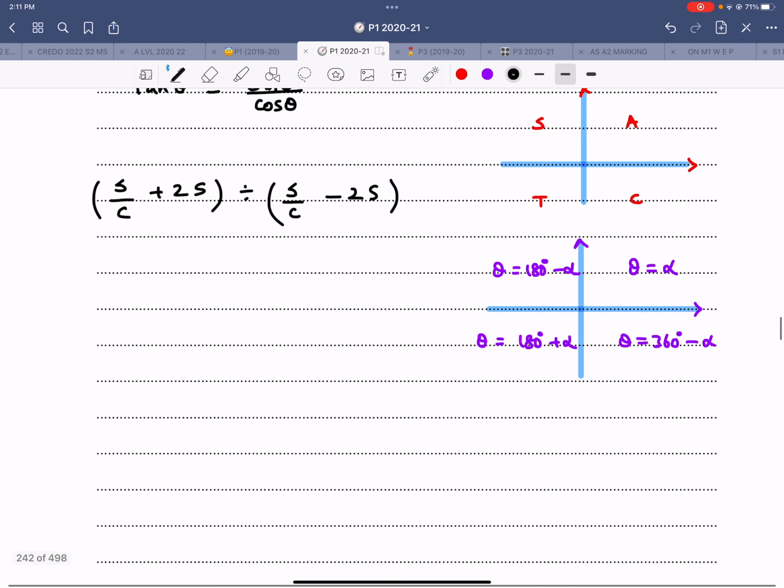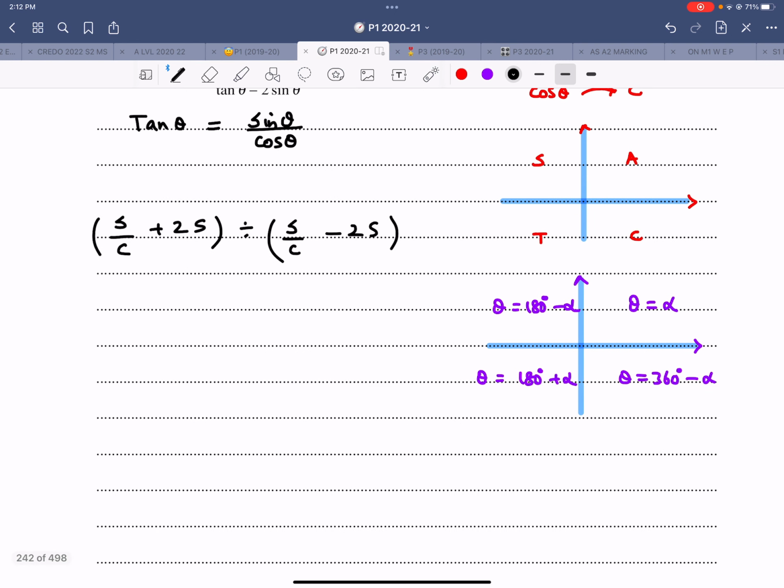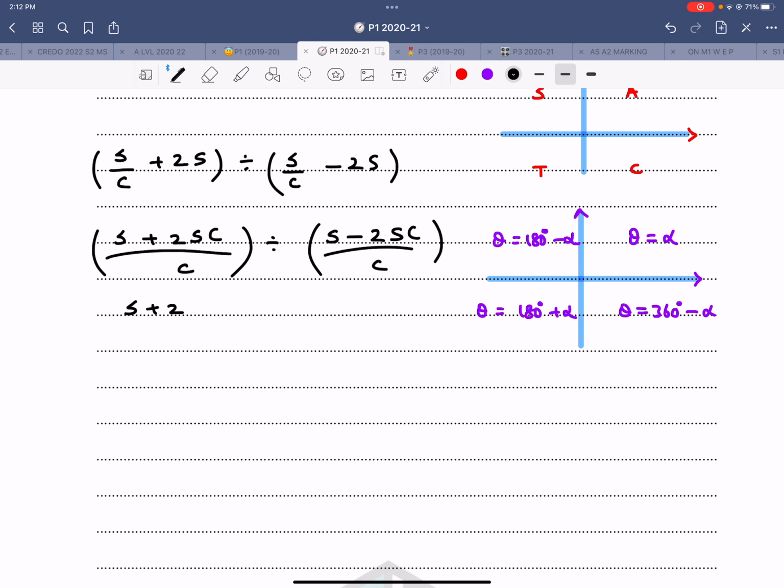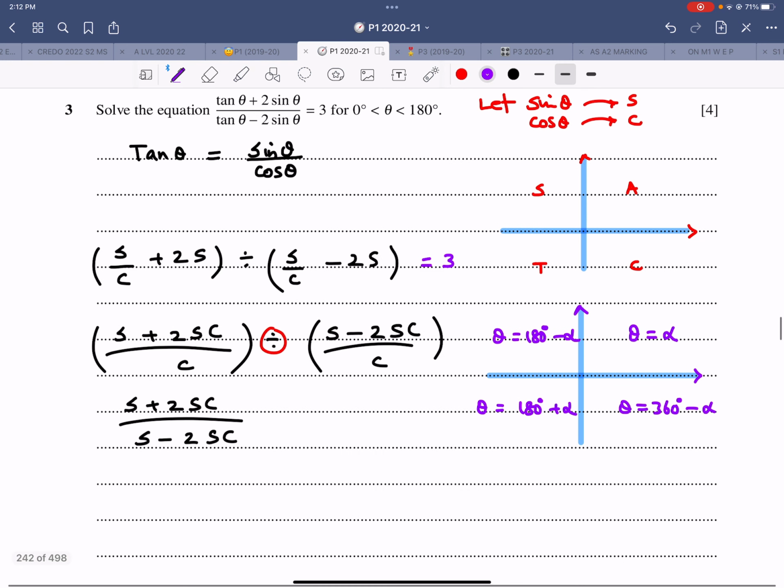I'm first simplifying the fraction. That is sine plus 2 sine cos divided by cos, divided by sine minus 2 sine cos divided by cos. Sine plus 2 sine cos divided by sine minus 2 sine cos, because the cosine and the cosine after the flipping would cancel off. Now this thing is equal to 3.